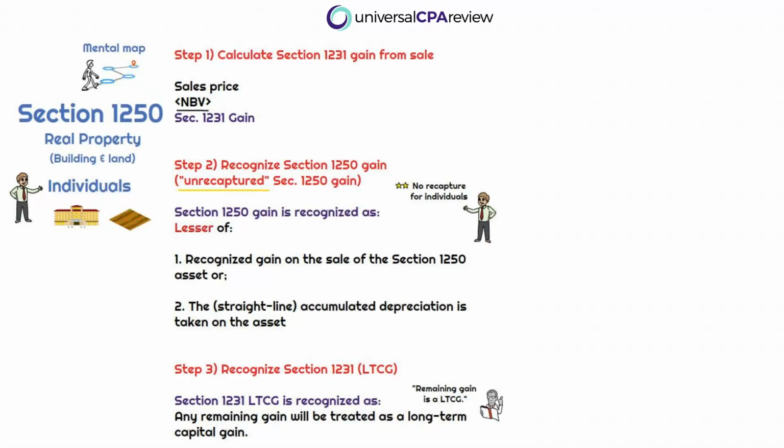So there is technically no recapture for Section 1250 for individuals. But what we do have is this unrecaptured Section 1250 gain. And this gain is going to be calculated in step 2 within our mental map, which is now the lesser of the accumulated depreciation using the straight line method or the gain that is recognized in step 1.